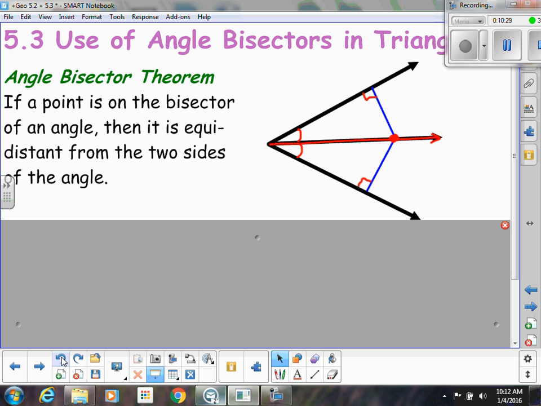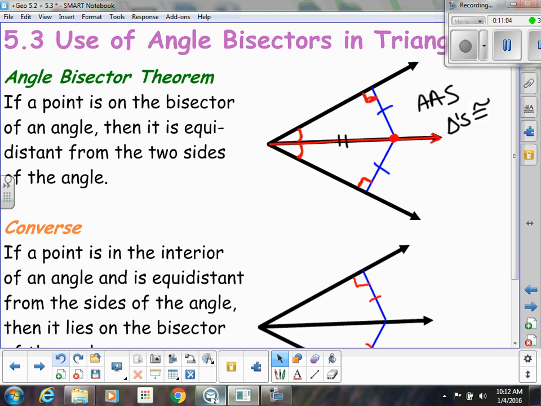We do know that these angles have to be right angles, and we already know that these angles are congruent, so we already have two angles, and then this side that they share in between, that's reflexive, so it's congruent by reflexive property, so we have angle, angle, side. Angle, angle, side shows that those two triangles are congruent, so by CPCTC, we know that these two lengths right here have to be congruent. All right, so that's our angle bisector theorem. Now, of course, we're going to have the converse of that.